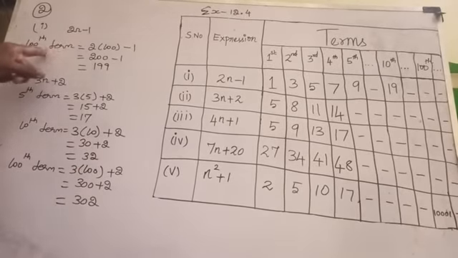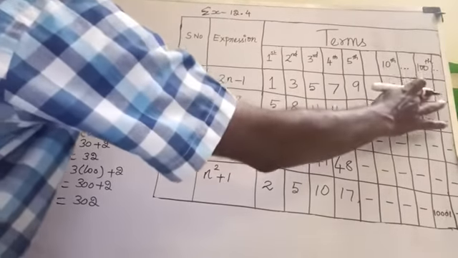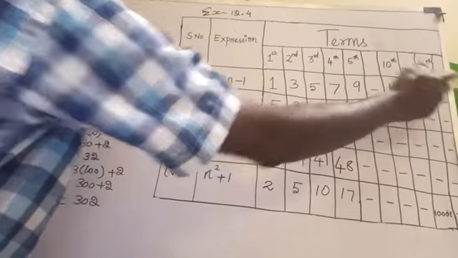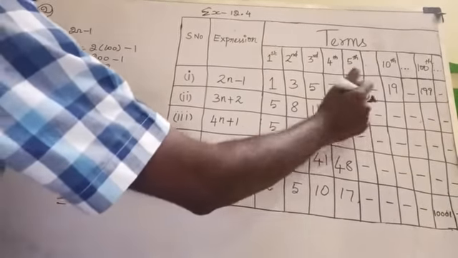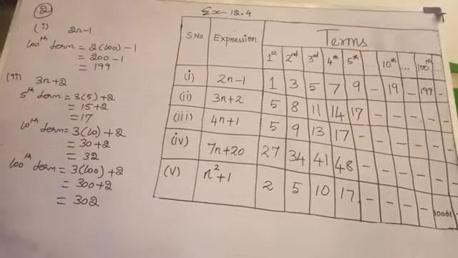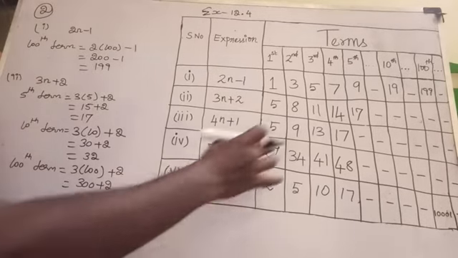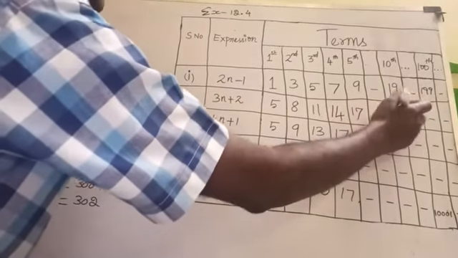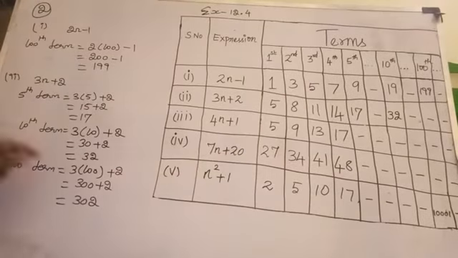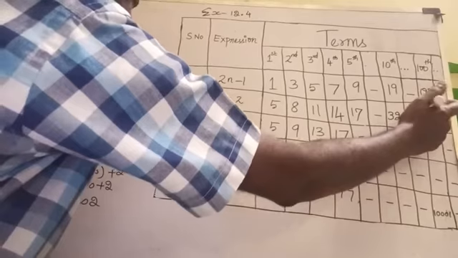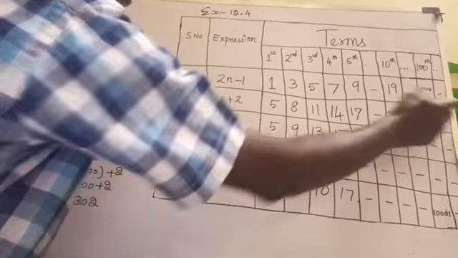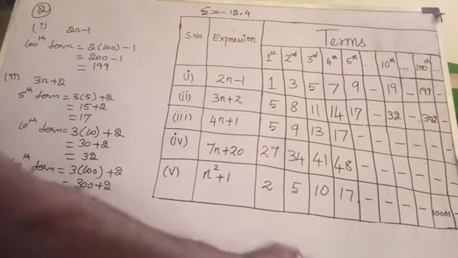In the expression 2n minus 1, the 100th term is 199. In the expression 3n plus 2, the 5th term is 17. The 10th term of the expression 3n plus 2 is 32. And the 100th term of the expression 3n plus 2 is 302. Am I right? Yeah.